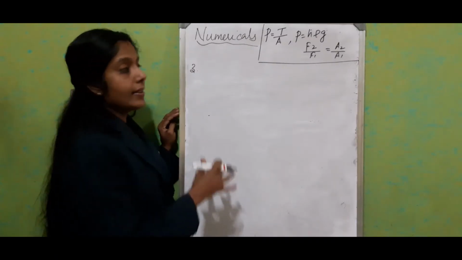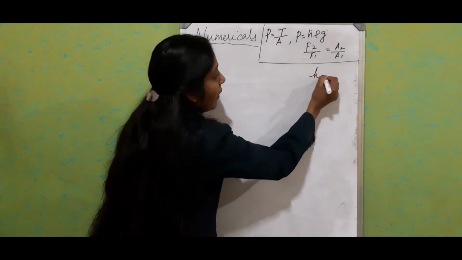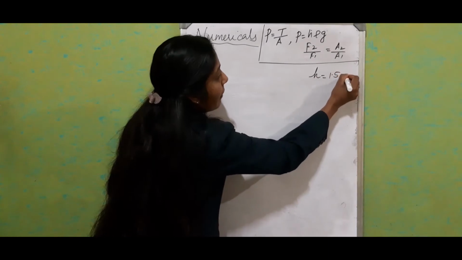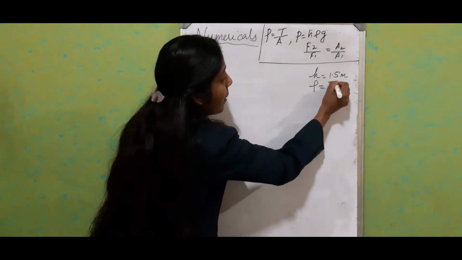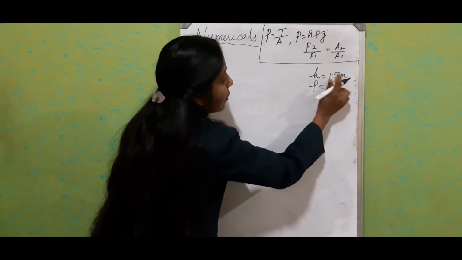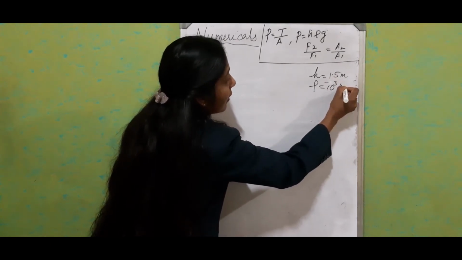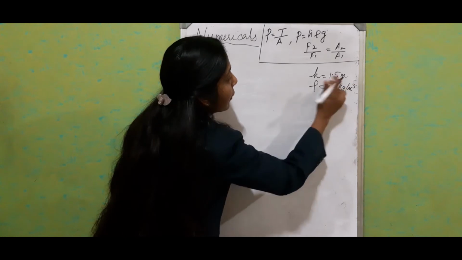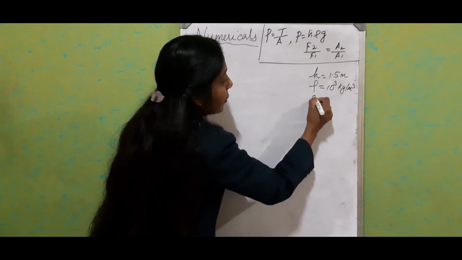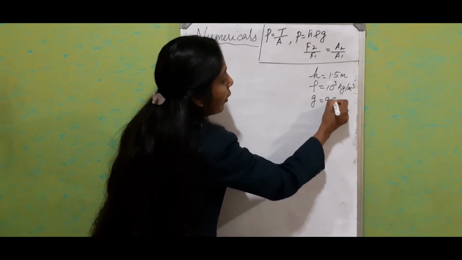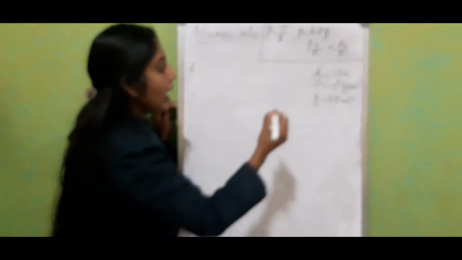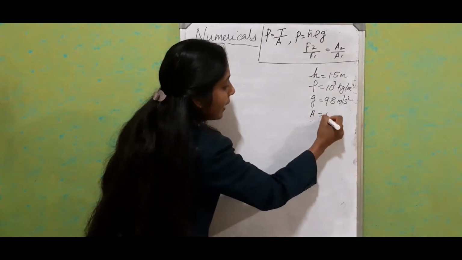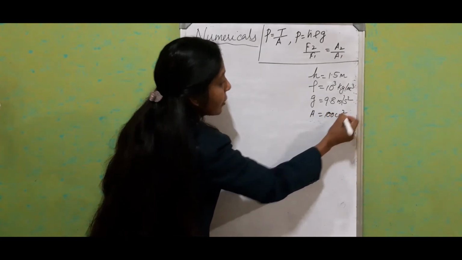The third question: the height of the water level is given as 1.5 meter. Density is given as 10 to the power 3 kilogram per meter cube. Then acceleration due to gravity G is given as 9.8 meter per second square. And area is also given as 100 centimeter square.